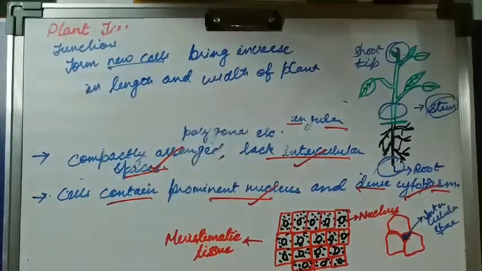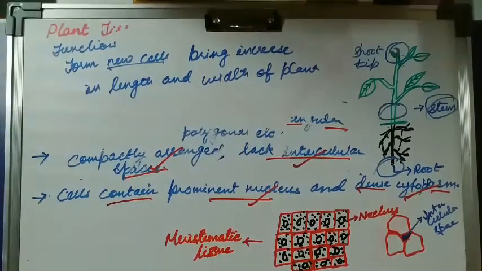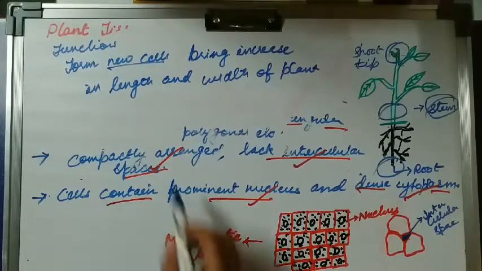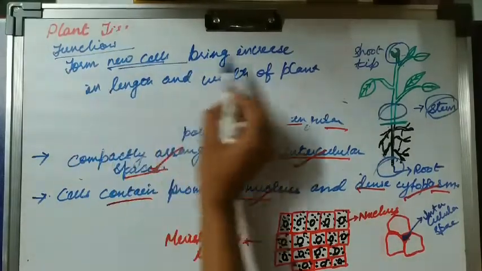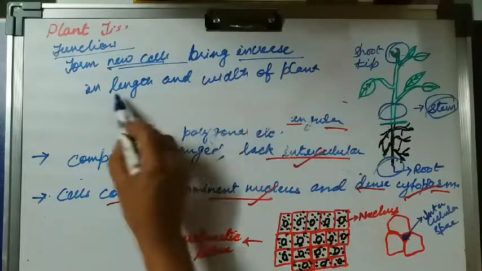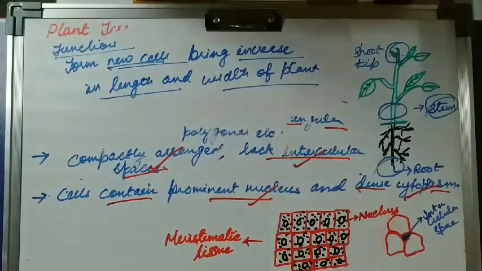Why does it form new cells and bring the increase in the length and width of the plant? Because the meristematic tissue has the power of division. In the first line only I made it clear that they have the power of division. That means they are actively dividing, which will further lead to the formation of permanent tissue. So the function is to form new cells and bring an increase in length and width of a plant. So this is all about your meristematic tissue.